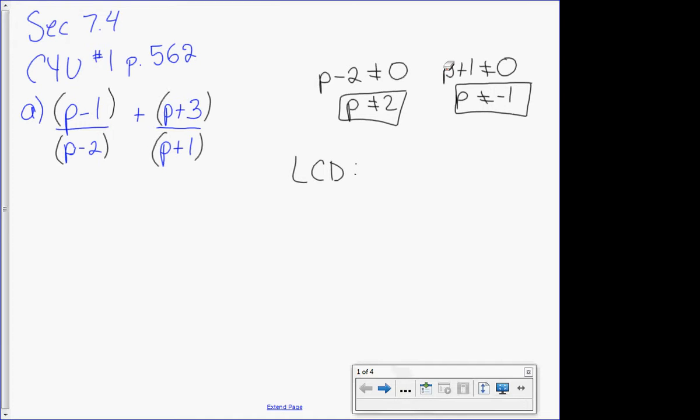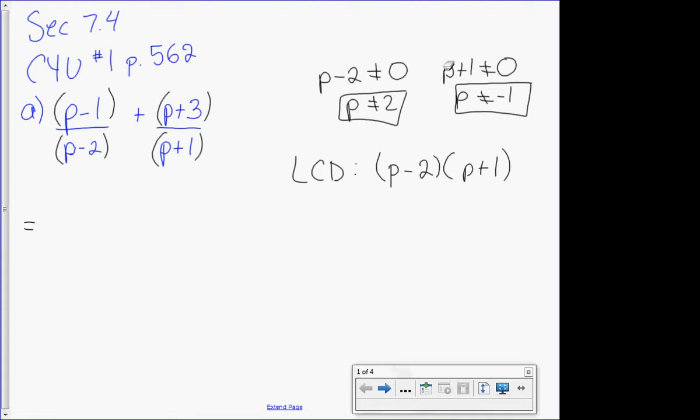So how we did this in the last section is we prime factored each number and then took the biggest power of each prime factor. Well, here p minus 2 is a factor and p plus 1 is a factor. So both of those are going to be part of my lowest common denominator: p minus 2 and p plus 1. Because p minus 2 doesn't show up in both places, they each just show up once, that's what our lowest common denominator happens to be. So this is a middle step, and in the next couple of questions I might skip this step, but for now I'm going to write it.